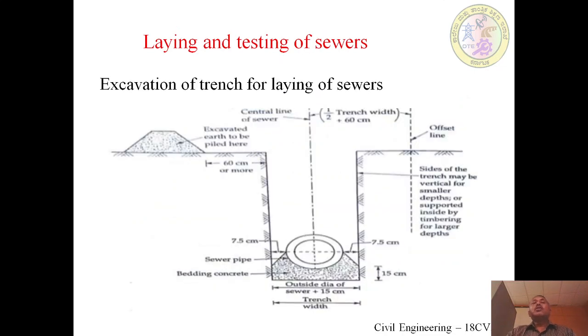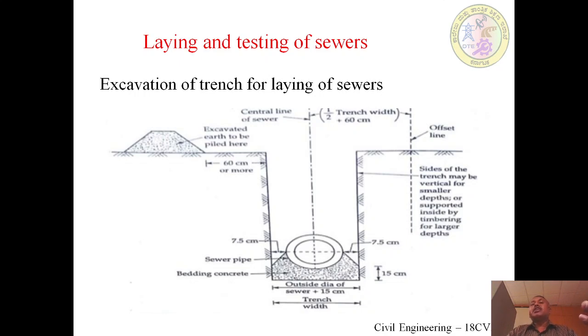Coming to this sketch, this is showing the longitudinal section. In the earlier sketch we had a plan; here we have a section. Look here, on the right hand side you have the offset line, which is at half the trench width plus 60 centimeters from the center line, and on the left hand side you can see the excavated earth piled up 60 centimeters apart from the vertical part of the trench.